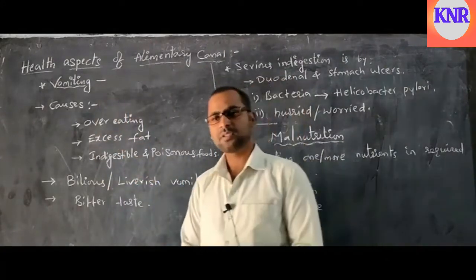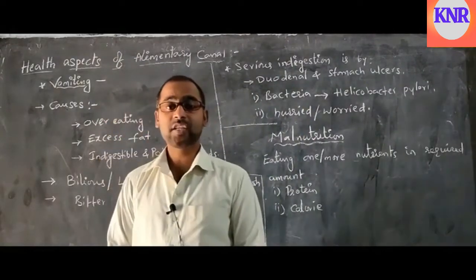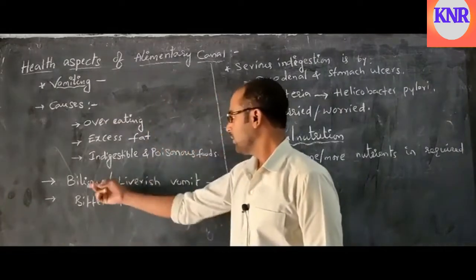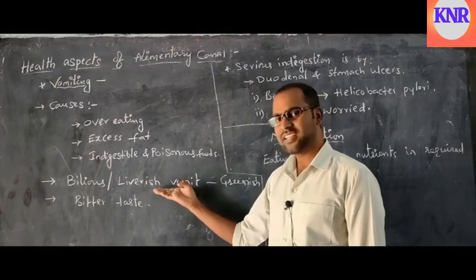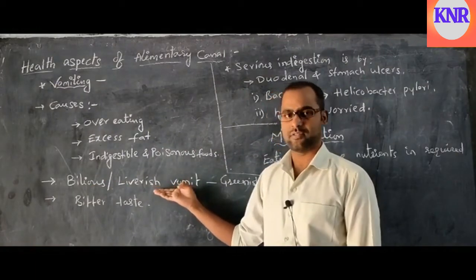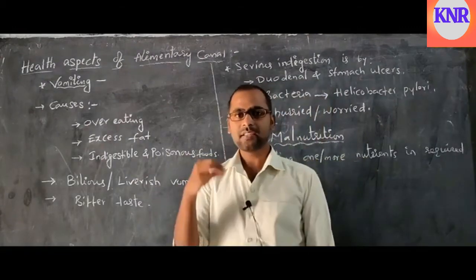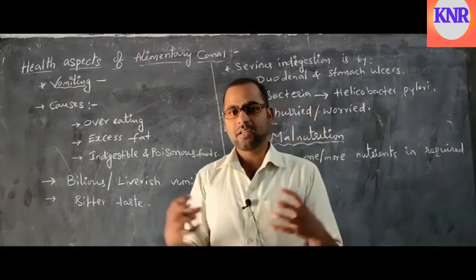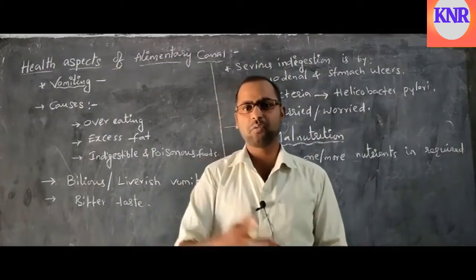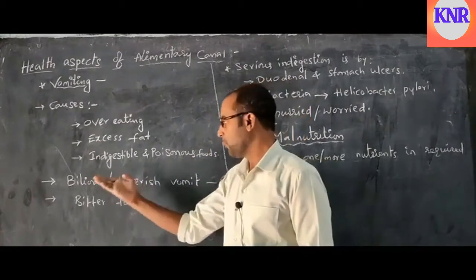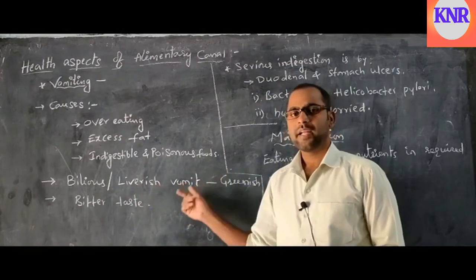Sometimes we get greenish vomit. We call that bilious vomit or liverish vomit, and it is caused due to indigestion. When the food is not digested in the stomach, the bile juice and the other digestive juices are added to it, and that is expelled outside. So bilious or liverish vomit is caused due to indigestion.